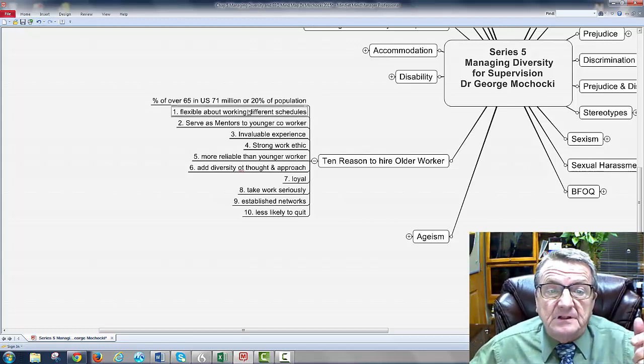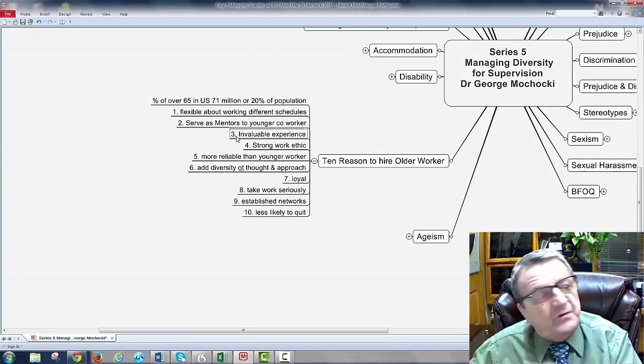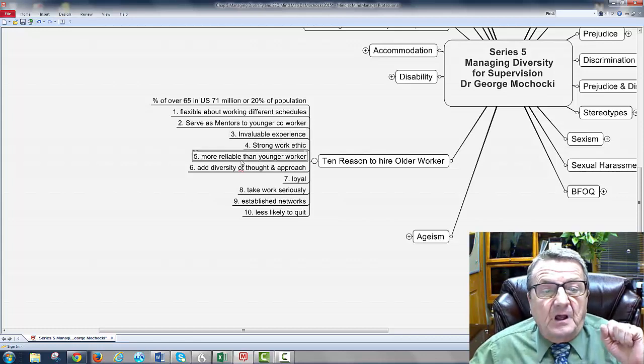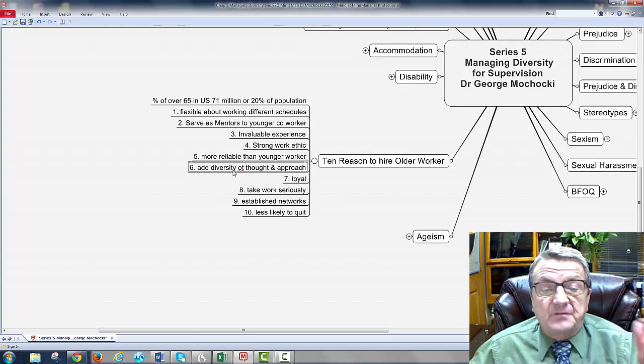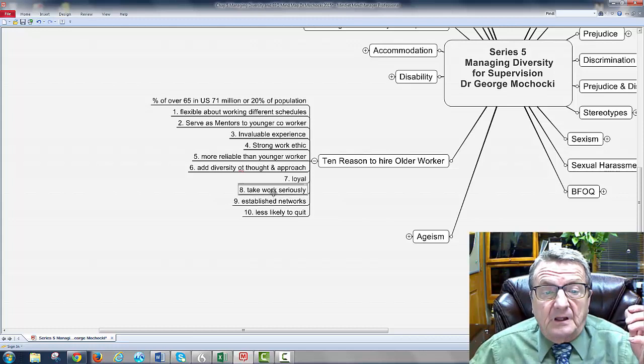They're flexible while working different schedules, they serve as mentors to younger individuals, and they bring invaluable experience. Like it or not, people assume they may not know the technology, and that's not the case. The majority, by this time in the workforce, know technology probably better than some of the younger individuals. They're more reliable than younger workers, they're going to come to work no matter what. They add diversity of thought and approach, they're thinking differently, and they're more loyal, and that's not wrong.